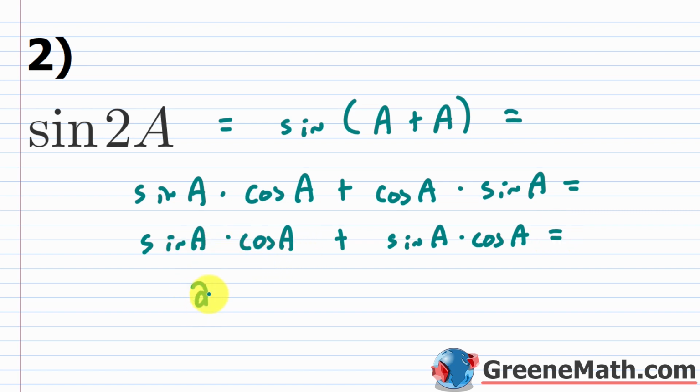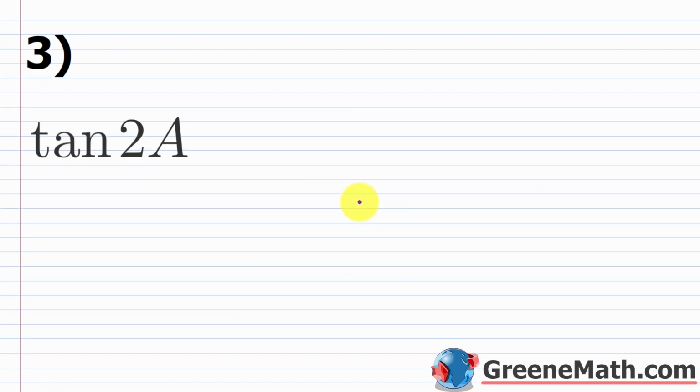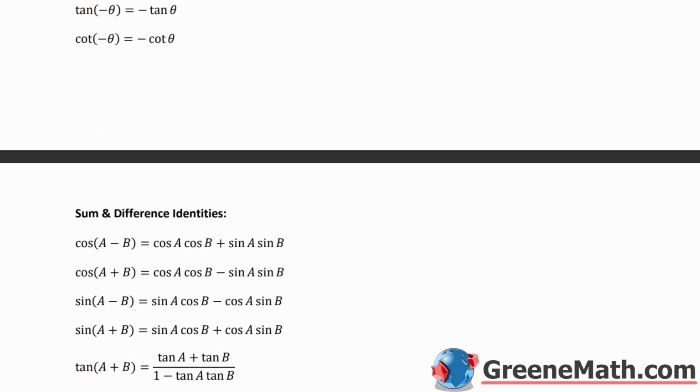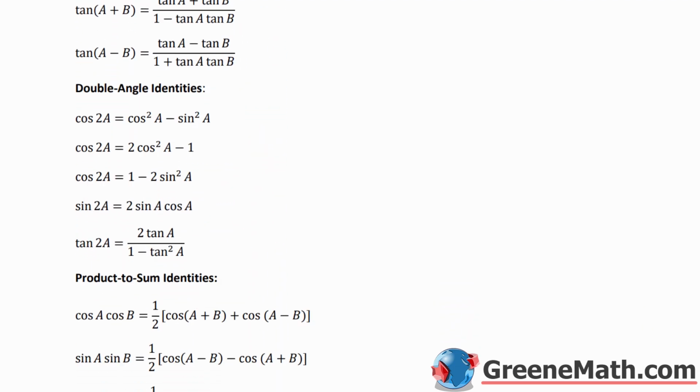So I could just say this is 2 times the sine of a, and then times the cosine of a. So that's our formula. Okay, let's take a look at problem 3. So we have the tangent of 2a. Let's go back to our handout and come down to this guy right here. So the tangent of 2a is equal to 2 times the tangent of a over 1 minus tangent squared a.